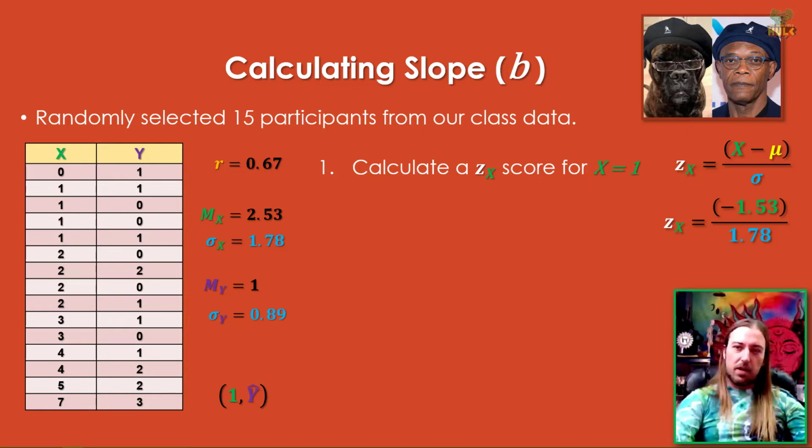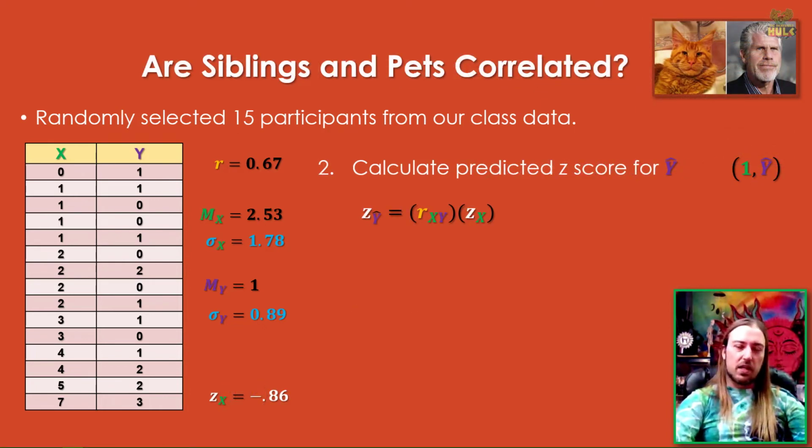We find it to be negative 1.53 over 1.78, giving us a z-score then of negative 0.86. Next step, we need to plug that in and multiply it times our correlation coefficient, right? So we multiply that times the correlation coefficient of 0.67, and we get a z of y hat of negative 0.58, right? These are just the same steps we did before. We're just now doing it with a value of 1 to start out the process.